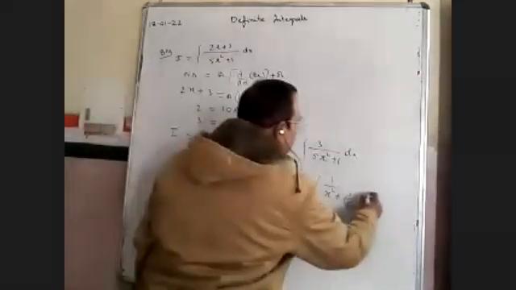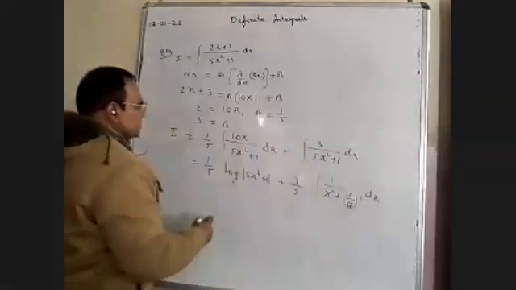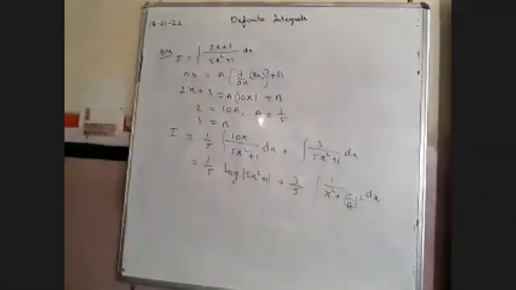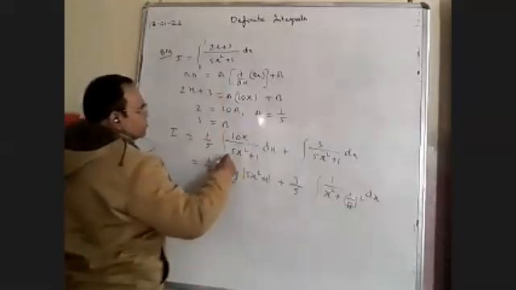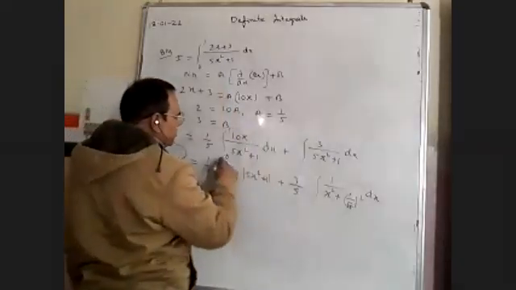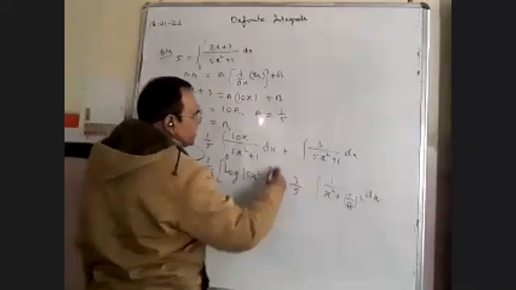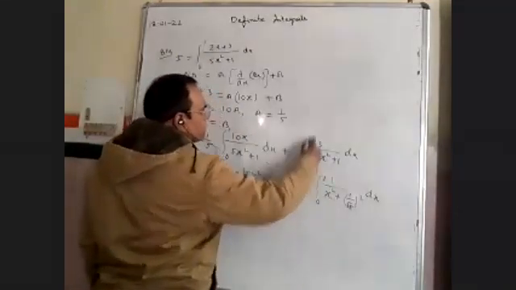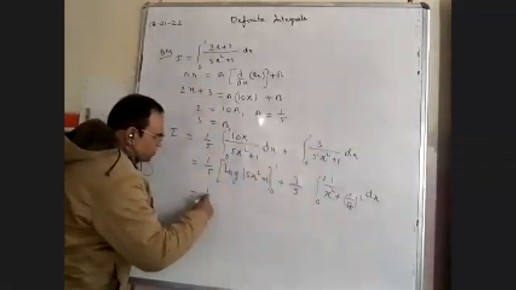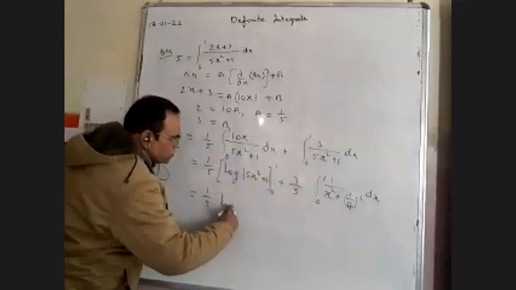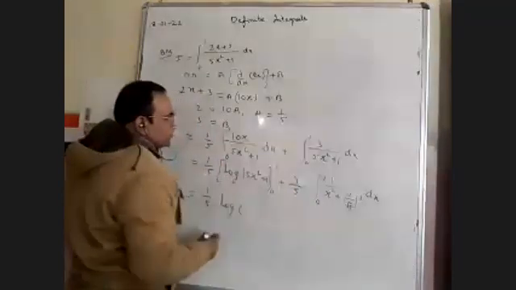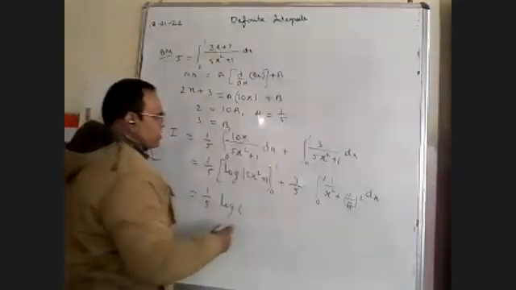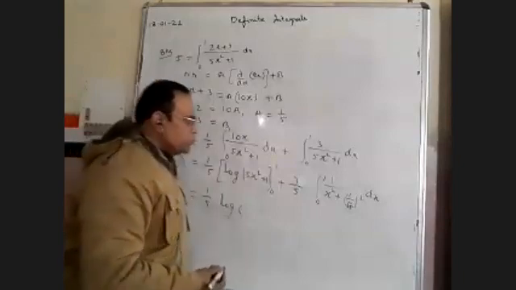We have not done the integration of this function, so we have to put the limit also. What are the limits? Limits they have given 0 to 1. So you have to write 0 to 1 here also. You have to put 0 and 1. So 1 upon 5 log, if you put 1 here, so log 6. If you put 0 here, then it becomes log 1. Log 1 equal to 0, no need to write.